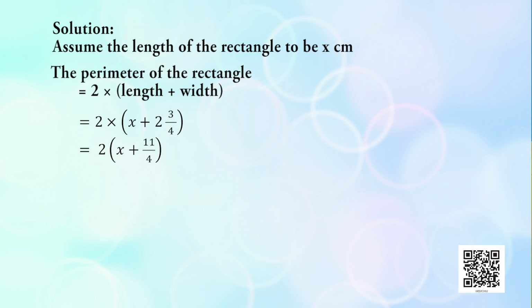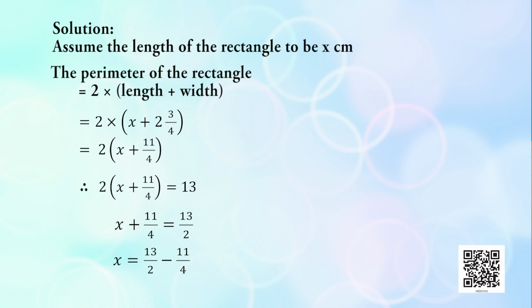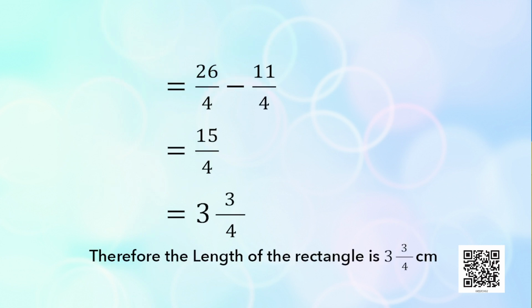We get 2 times x plus 11 by 4 is equal to 13. So, if you cross multiply 2, it becomes x plus 11 by 4 is equal to 13 by 2. If you transpose 11 by 4 on the RHS side, it becomes x is equal to 13 by 2 minus 11 by 4. If you subtract these two things, you will get 15 by 4, that can be written as 3 by 4. Therefore, the length of the rectangle is 3 by 4 centimeter.